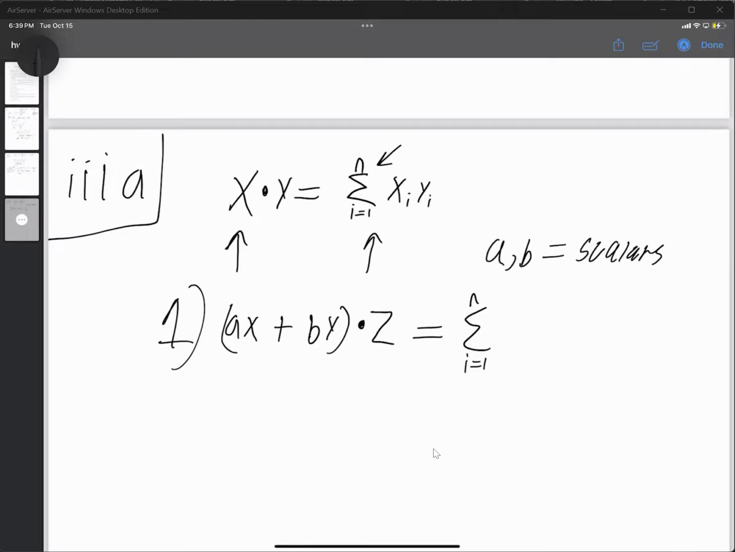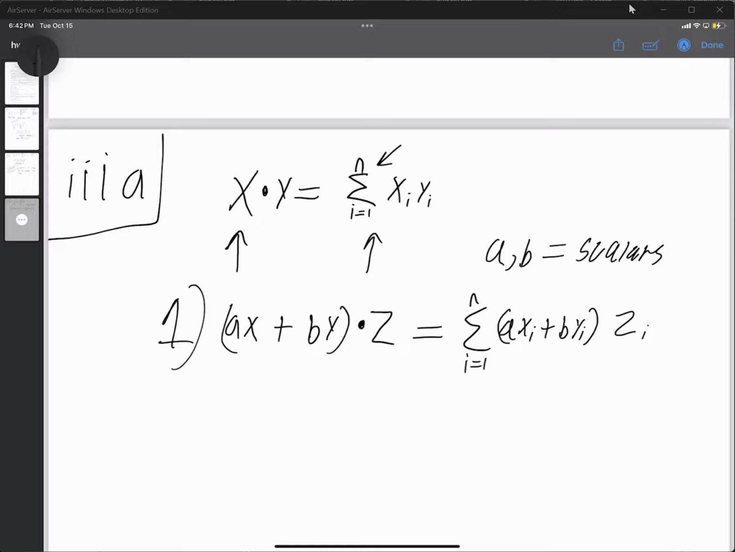We have a x I, right, plus b y I, right? And then we're going to multiply it by z of I. Why z of I, not the dot product? We're just multiplying. It's not a dot product. Why? So let's look at it in parts.